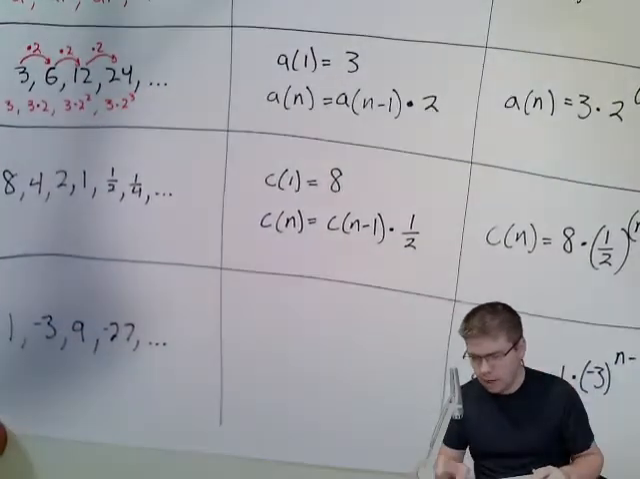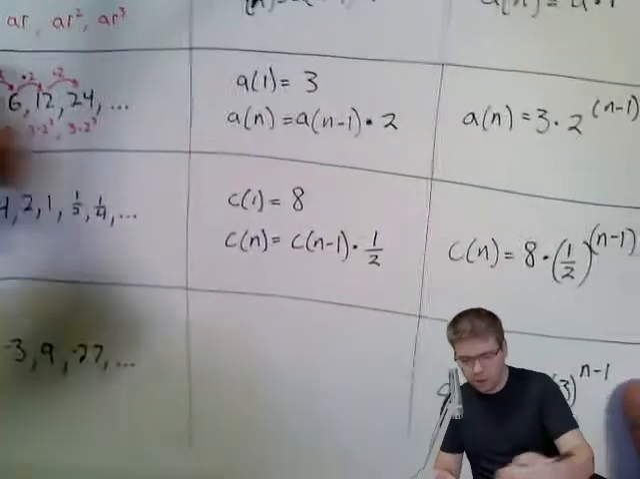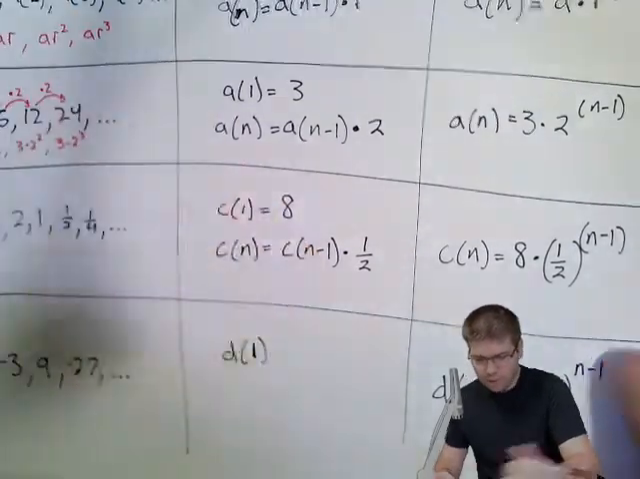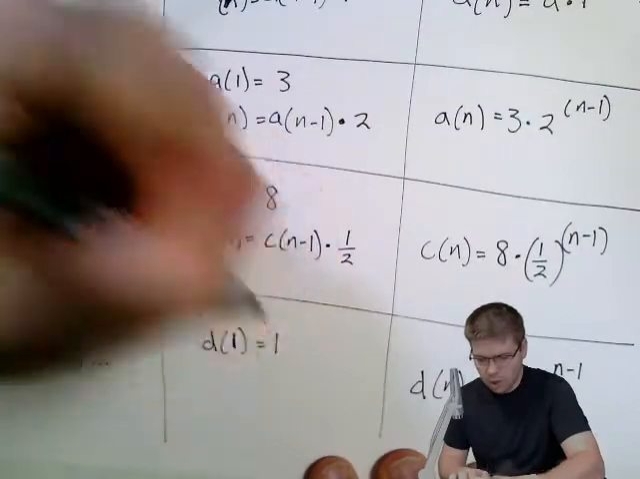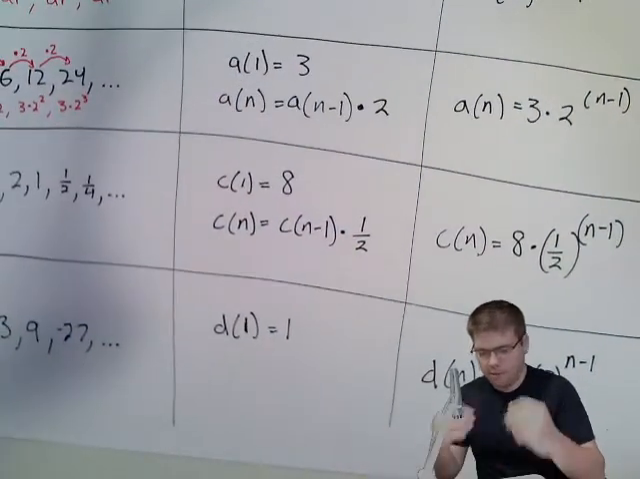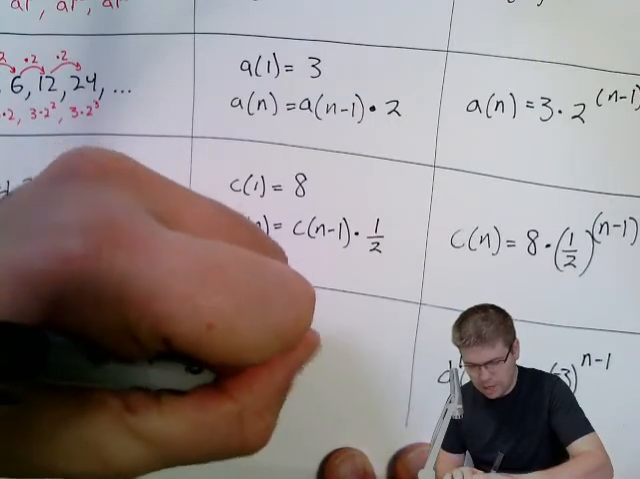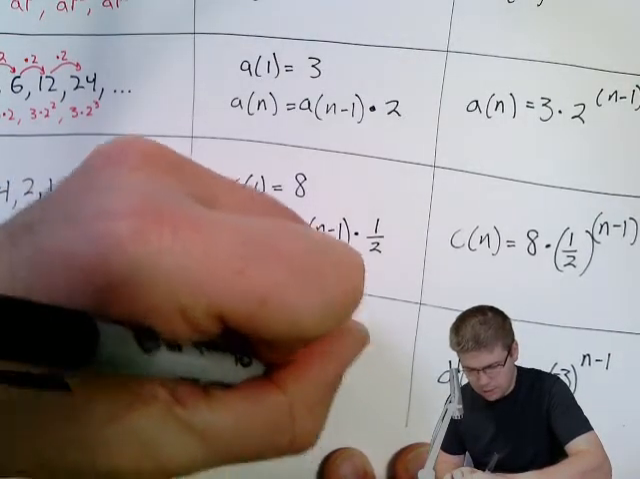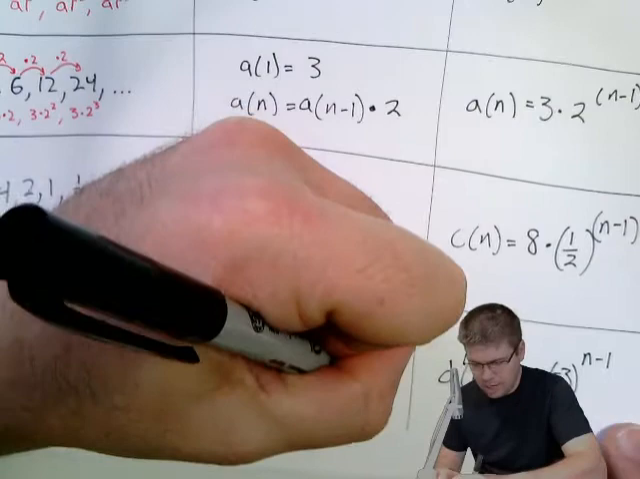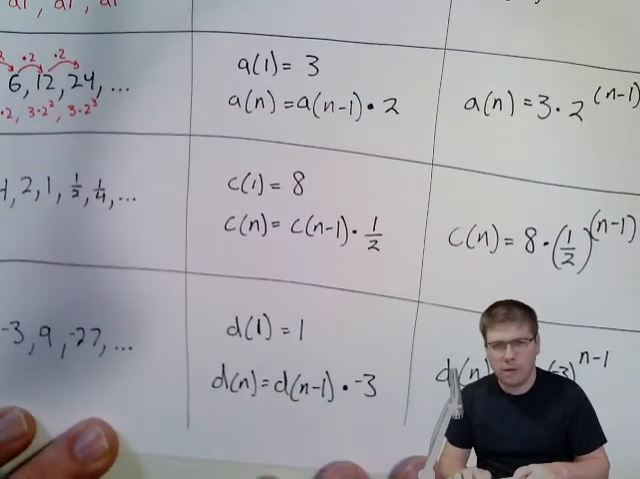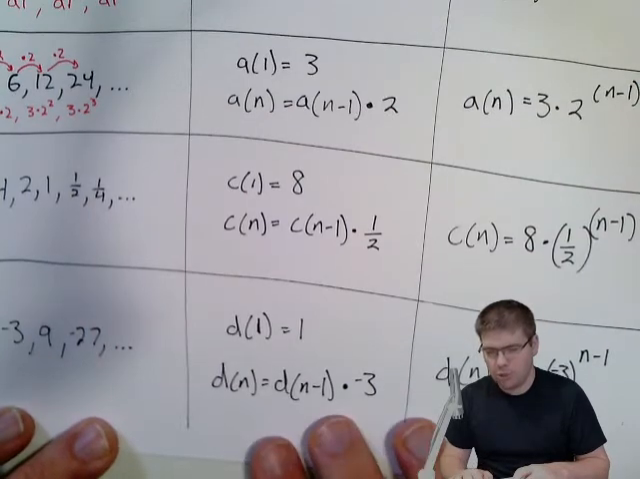All right, so there's going from explicit, and then our recursive formula, we could do d of 1, so our first term is 1, and then from that point on, d of n is equal to d of n minus 1, the previous term, and our pattern is we're multiplying by -3. That's our ratio here. And so there we are. We can define that recursively as well.